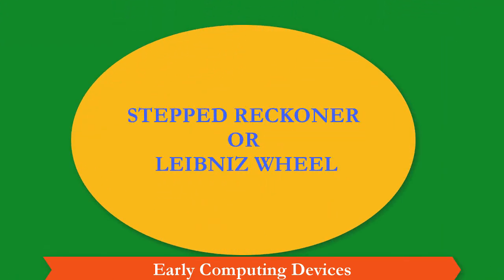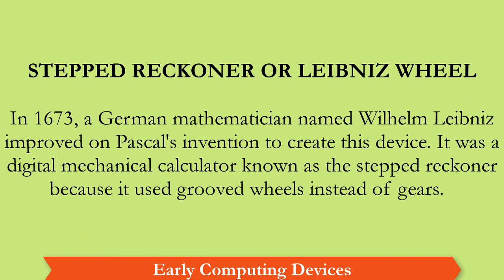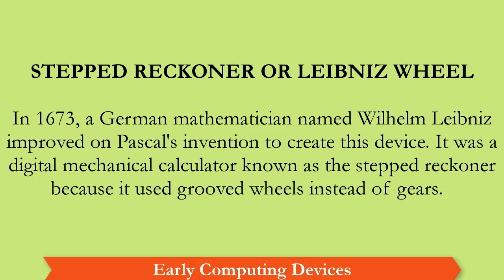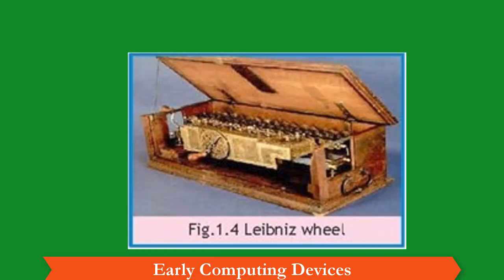Stepped reckoner or LEIBNIZ wheel. In 1673, a German mathematician named Wilhelm Leibniz improved on Pascal's invention to create this device. It was a digital mechanical calculator known as the stepped reckoner because it used grooved wheels instead of gears. Leibniz wheel is shown in Fig. 1.4.